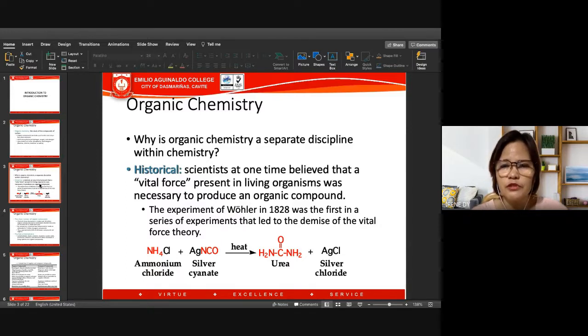So the experiment of Wöhler in 1828 was the first in a series of experiments that led to the demise of the vital force theory. So ano yung nasa experiment na yun? Ammonium chloride, do you see my arrow, class? Ammonium chloride and silver cyanate, with the application of heat, would produce urea. Urea is a component of your body. It's in the kidney, a byproduct of our waste materials. Plus silver chloride. Tatandaan nyo tong chemical reaction na to because this was very important.